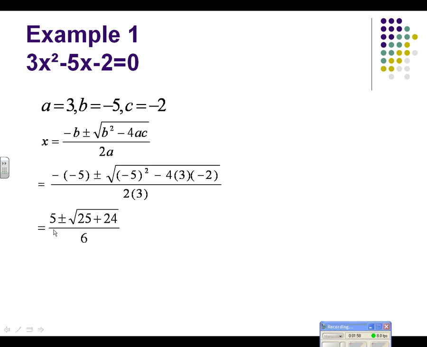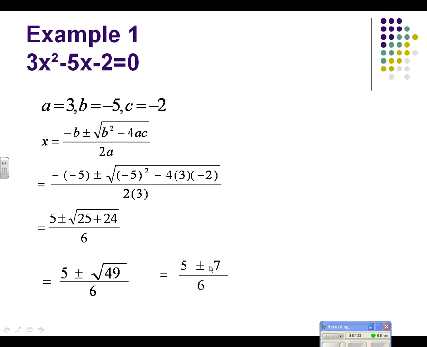Then I'm going to simplify. A minus 5 will be a plus 5, plus or minus. The negative 5 squared will be 25. A negative 4 times 3 is negative 12. A negative 12 times a negative 2 is a positive 24, all over 6. Then I can combine what's under the radical. The 25 plus the 24 is going to be 49. So I have 5 plus or minus the square root of 49 over 6. Then I'm going to see if I can simplify the radical. If I can simplify the radical, I do, and in this case I can. So the square root of 49 becomes a 7. So now I have 5 plus or minus 7 over 6.